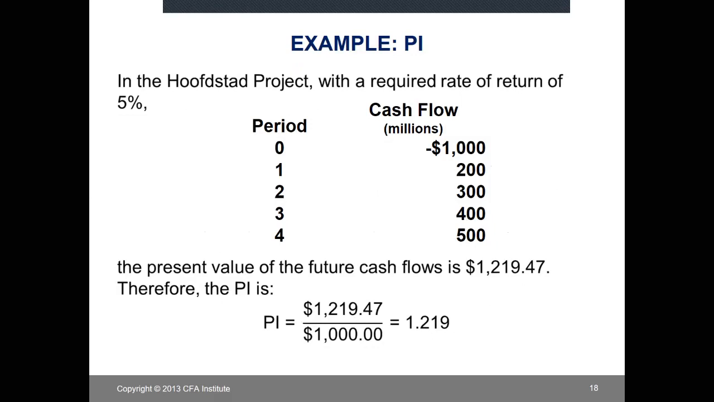We are given an example here as well, the same example that we had yesterday. So the project with certain cash flows, with an investment cost of 1,000, and with a required rate of return of 5%. The period is 4 years. The present value of future cash flows is 1,219. And therefore, the profitability index is 1.21, which means we should invest in this project. So it is acceptable. We just divide it. We can see that for every dollar we spent on this project, we generate 1.21.